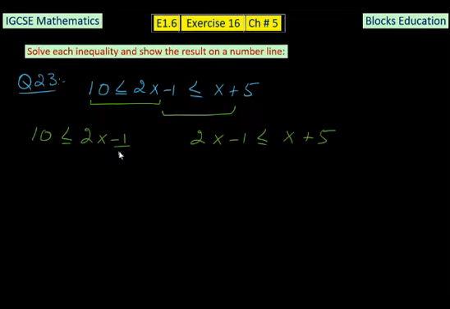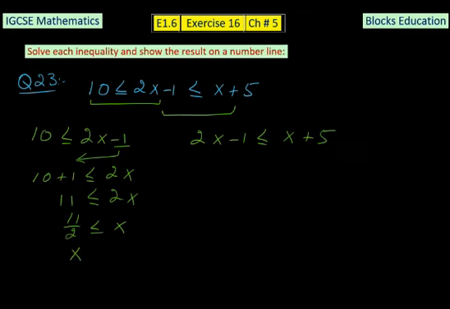So now of course, minus 1 you can move onto the left side, so it will be 10 plus 1 less than or equal to 2x, or 10 plus 1 is 11, so 11 less than or equal to 2x, or you can say 11 over 2 less than or equal to x, and 11 over 2 is 5.5, so you can write it like x greater than or equal to 5.5, because 11 over 2 is 5.5.